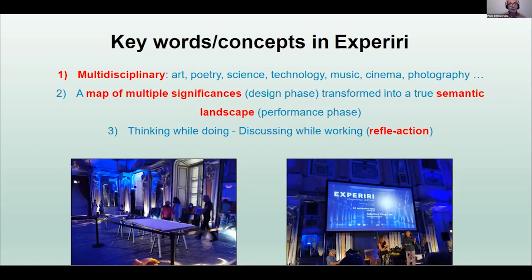So it was a real semantic map that was translated directly into a true semantic landscape during the performance phase. So in the same space, we put together different types of people thinking, discussing, and working all together. So we realized something that I call reflection, that means reflecting during the action and acting during the reflection. So thinking while doing or discussing while working at the same time in the same space.